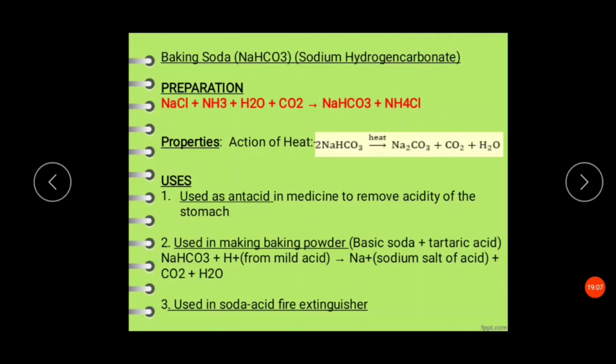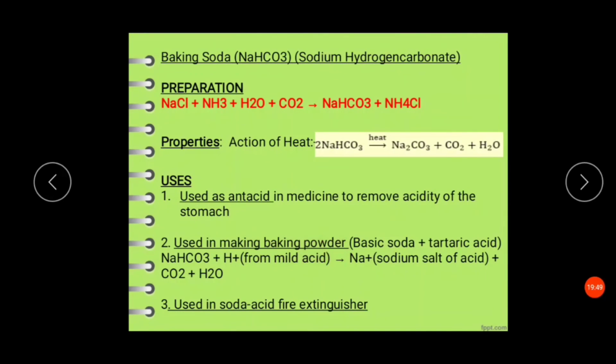What is the property of baking soda? When it is heated, sodium carbonate, carbon dioxide and H2O are produced. Because carbon dioxide is produced, it is used in baking industries for baking cakes, idlis, etc. Now coming to the uses, because it is basic in nature, it is used as an antacid. What is an antacid? It is a medicine to remove the acidity of the stomach. The second use is in making baking powder.